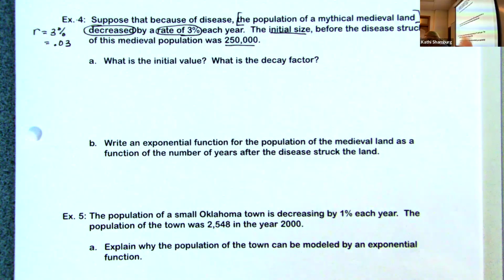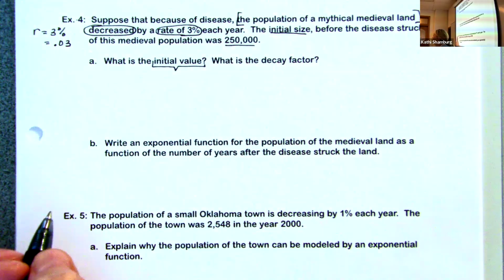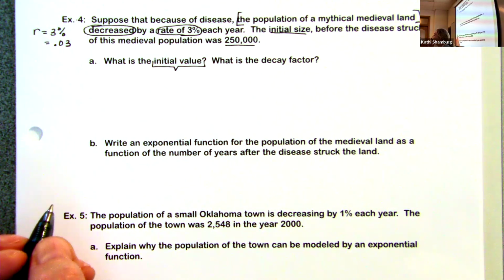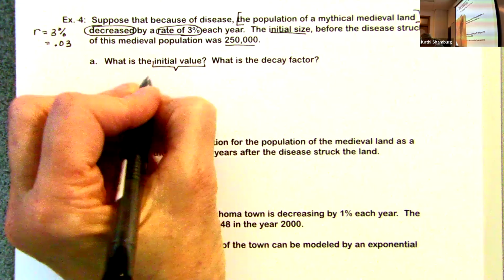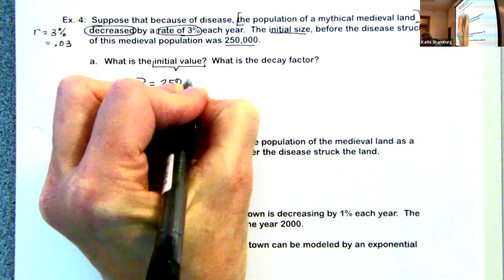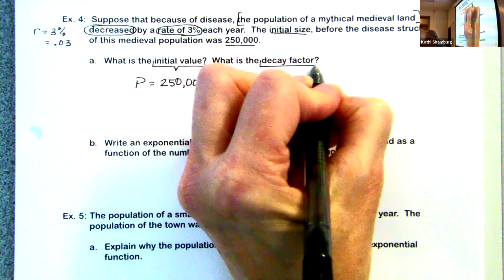Okay, so part A, what's the initial value? That's 250,000. Okay, in our exponential equation model, what letter is used for initial value? P. So we have just found P is 250,000. And now it wants the decay factor.